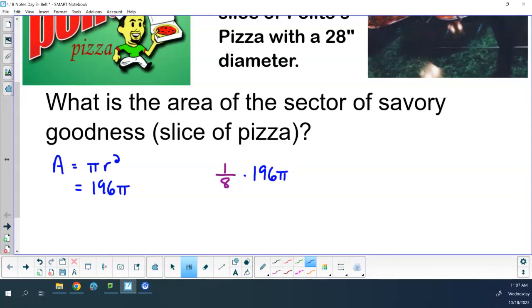Does 8 go into 196 pi? 224, not nice and pretty. So we can only divide by 4. So then that would be, approximately, what would that be? 4 goes into 196 forty-nine times, so 49 pi over 2. Which is approximately, I need a calculator.